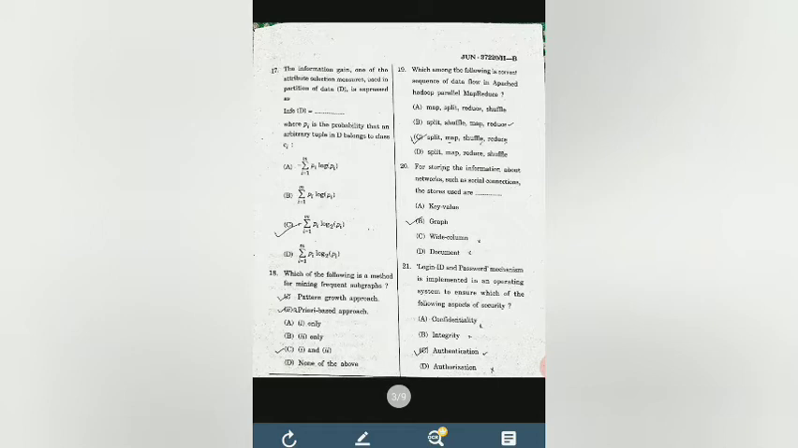Question number 20. For storing information about networks such as social connections, which data structure is used? That is graph, B. Question 21. The login ID and password mechanism is used to ensure which aspect of security? That is authentication, option C.